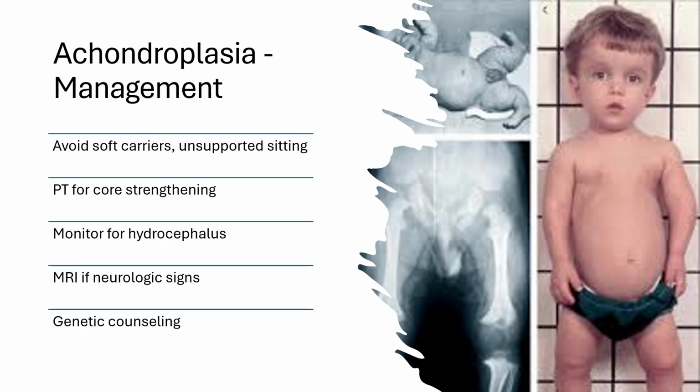The decision to obtain MRI when neurological signs develop reflects the need for detailed anatomical information to guide treatment decisions. When you suspect spinal cord compression or hydrocephalus, imaging provides the definitive information needed to determine whether surgical intervention is necessary. Genetic counseling helps families understand the inheritance patterns, recurrence risks, and reproductive options available to them, providing essential information for family planning decisions.